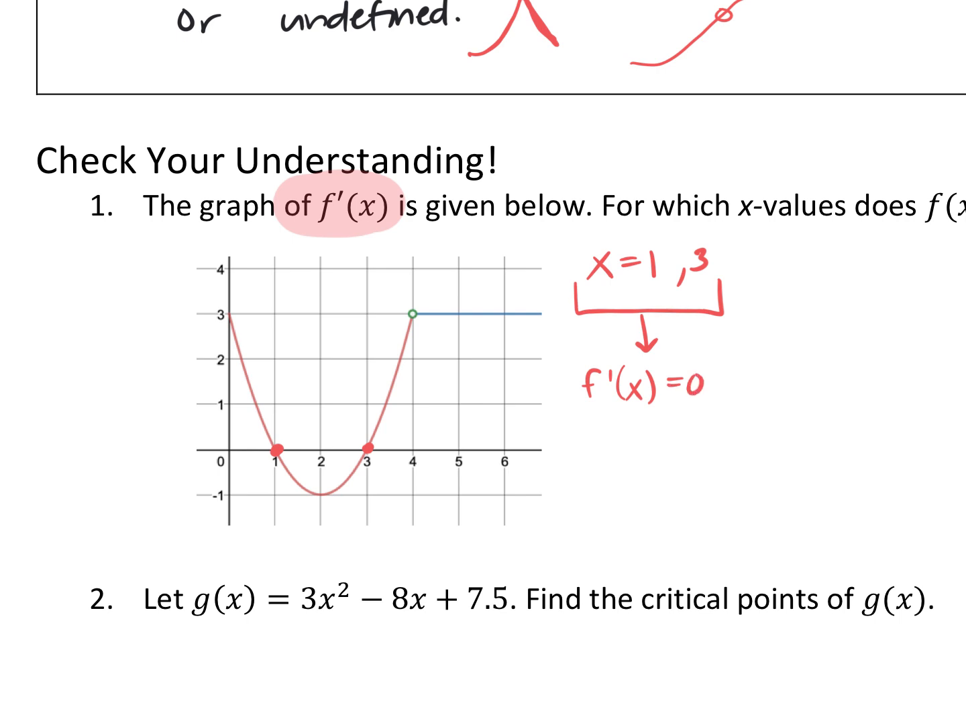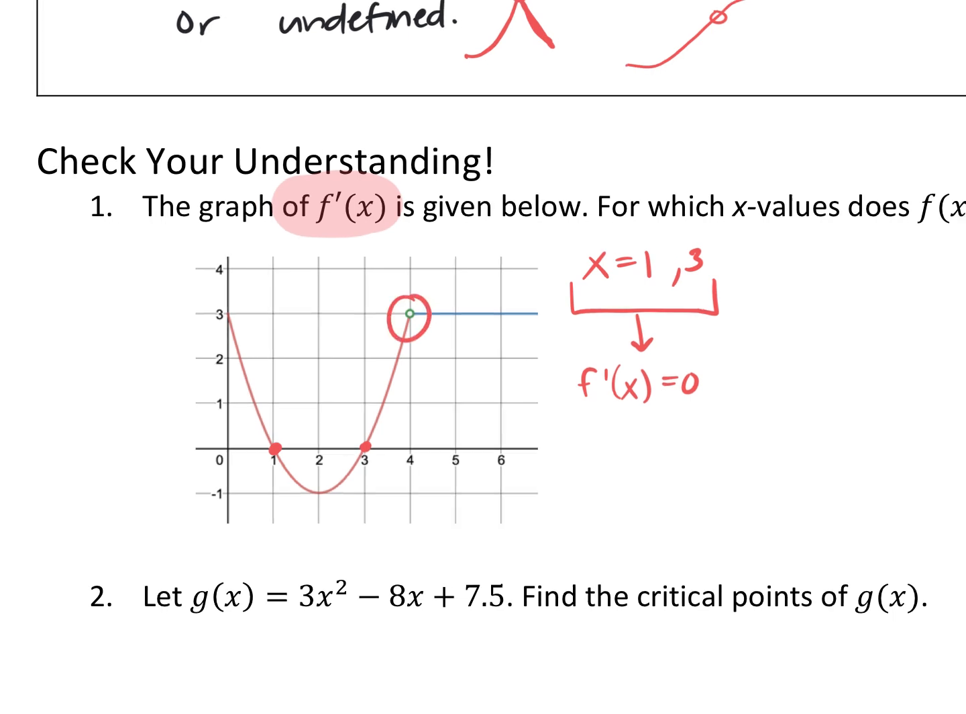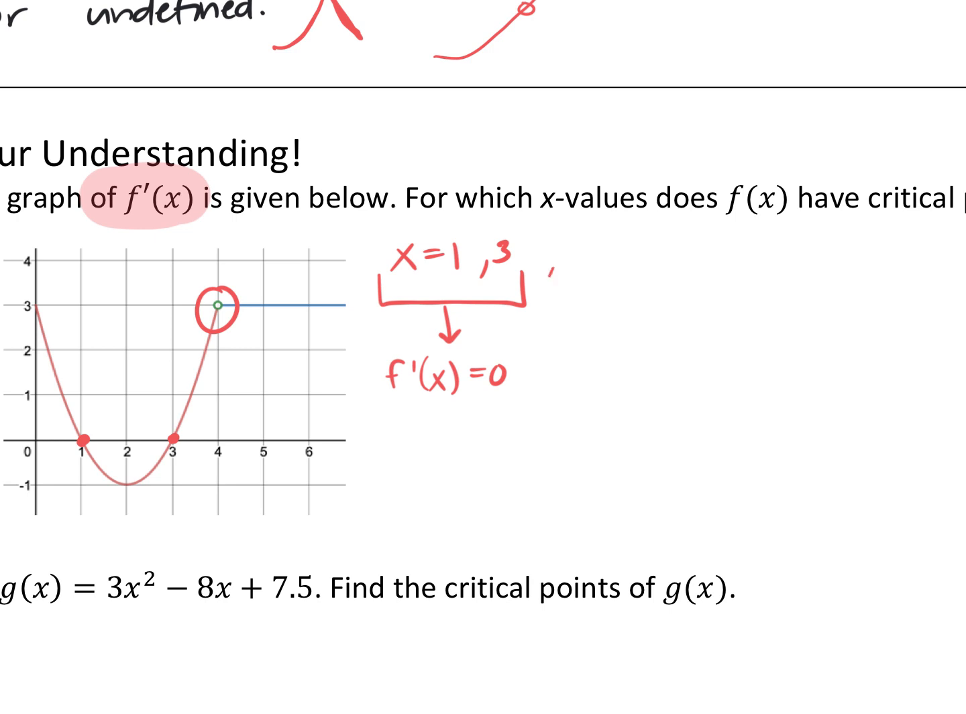Now there's one other point on this graph that is considered a critical point. At 4. Right here at 4, I have an open circle. Okay, so that's a point that is undefined. So 4 is when f prime of x is undefined.